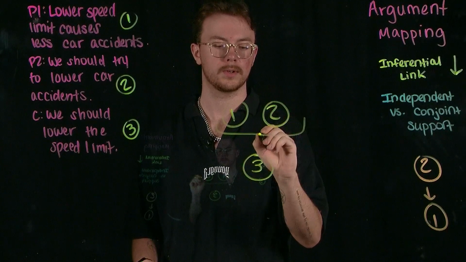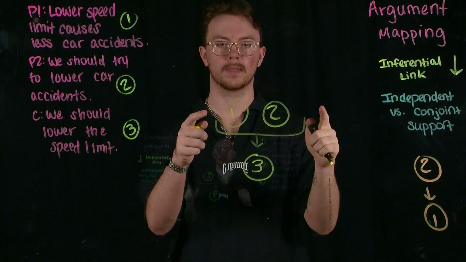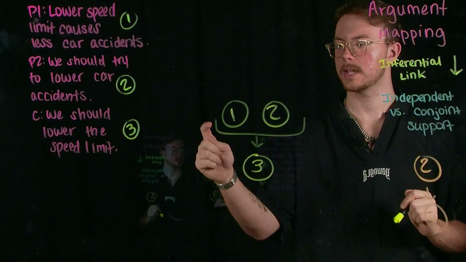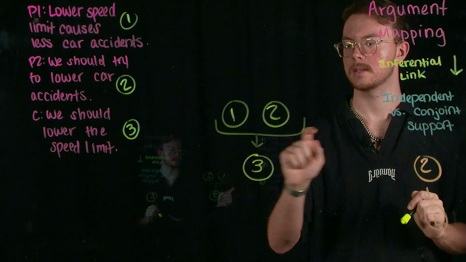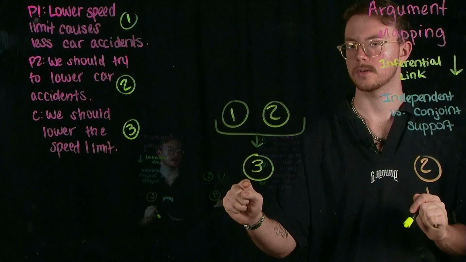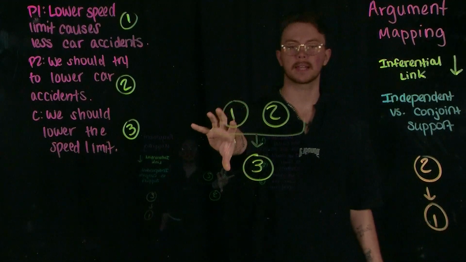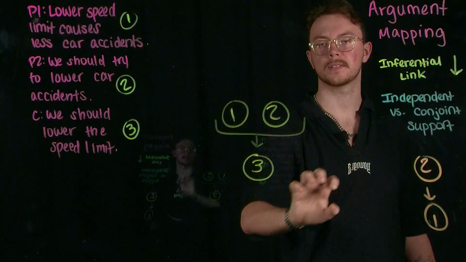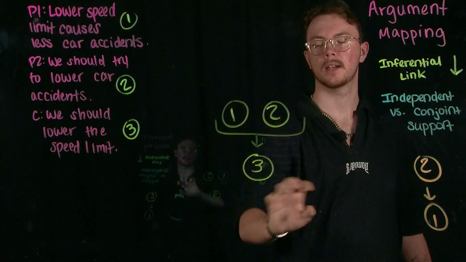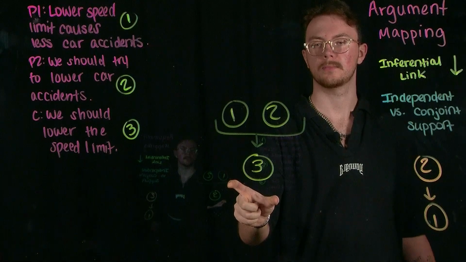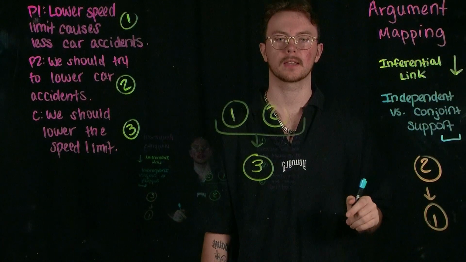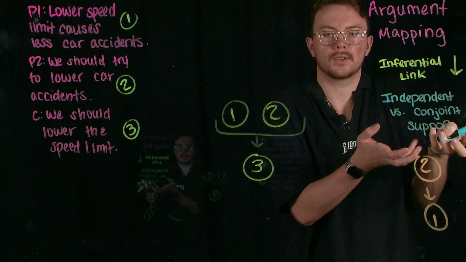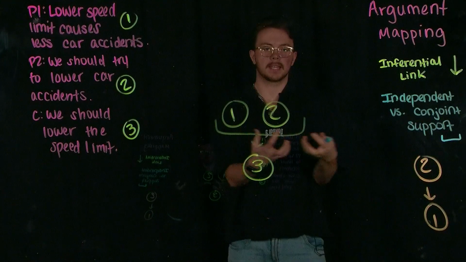How do you write that on a map? With this sort of bracket shape. This bracket shape means you need both in order to get to here. Most arguments we've looked at have been like this, because ultimately, all of the reasons you believe something really should be working together to get to your conclusion. Arrow means inferential link, implies that, therefore. Bracket means conjoint. Conjoint means attached together.